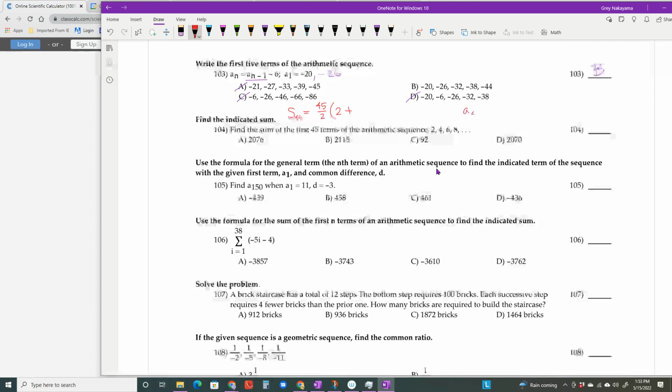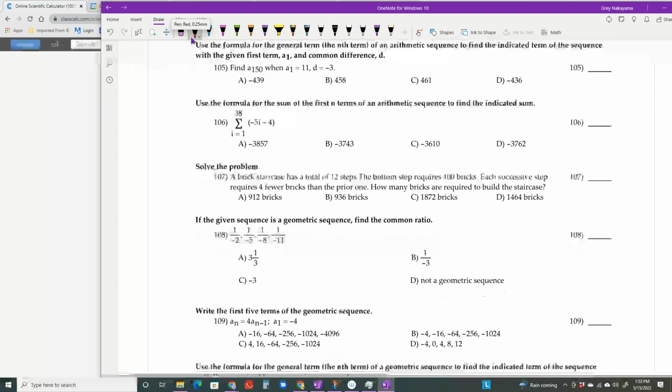Well, a sub 45 is the last term, and that equals the first term plus 45 minus 1. So it's the first term plus n minus 1 times d, and my d is what I'm adding every time, which is 2. So if you plug all that in, you find out that the last term is 90, and when you plug that in your calculator, you find out that the answer is 2070. All right, 105.